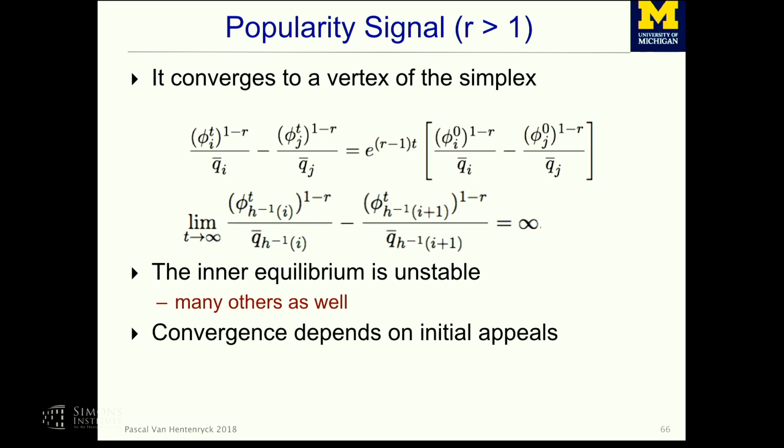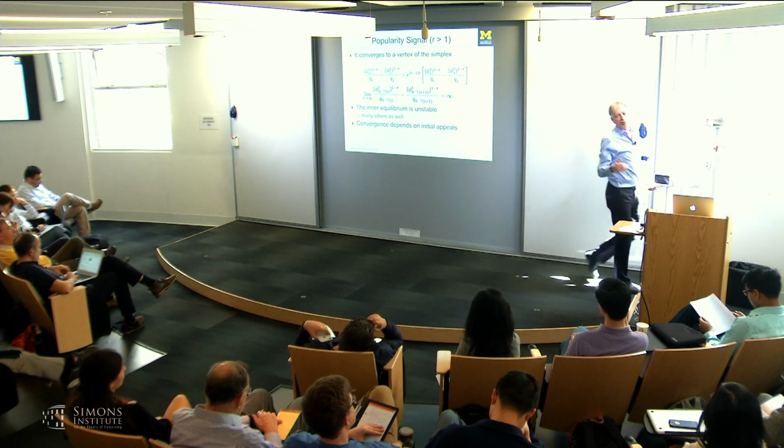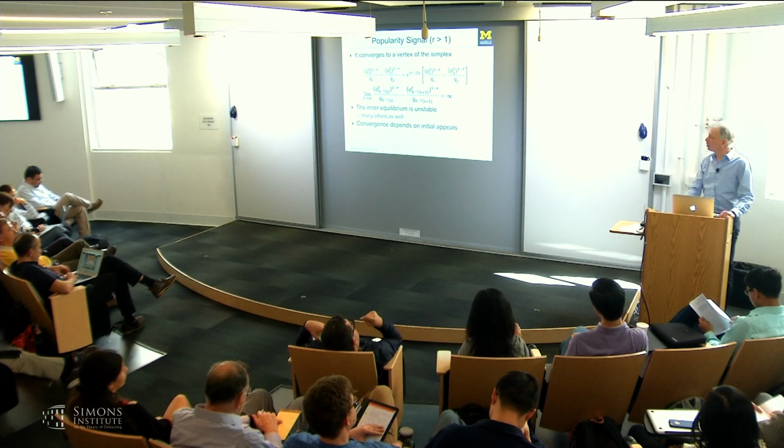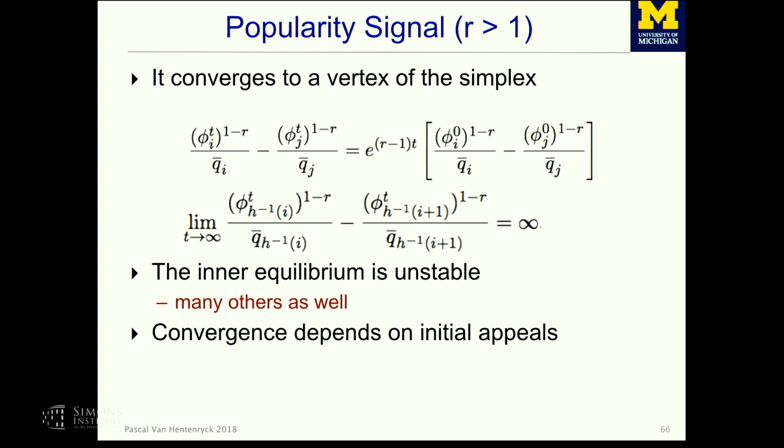If you look at the social signal R greater than 1, then exactly the same equations are still true. But now, these terms converge to infinity because R is greater than 1 and t is increasing. And therefore, the analysis of this is different. And essentially, what you have is that all these market shares except one are going to converge to 0. And so you go to monopolies in general. The inner equilibrium is still there. It's still an equilibrium, but it's unstable.